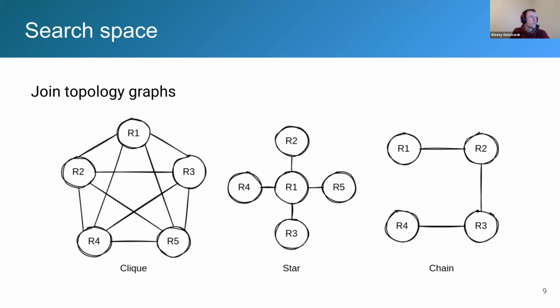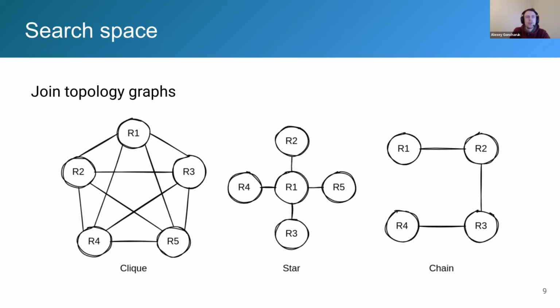Now, when we talk about cross-product-free plans and join ordering in general, let me also introduce some theory that we will use later. One thing that we want to consider is the join topology graph. Essentially, the vertices of the graph are join relations, and an edge in the graph is a join condition. For analysis, it's useful to consider certain shapes of the graph, such as clique, star, and chain.